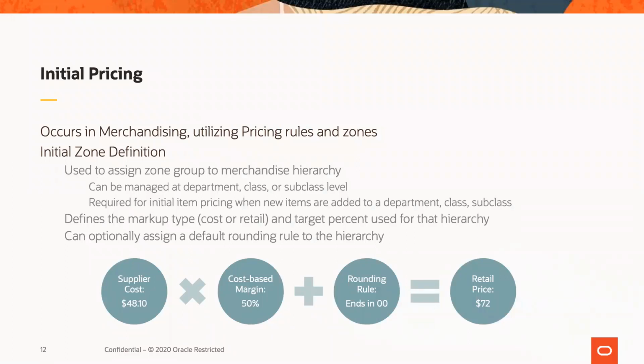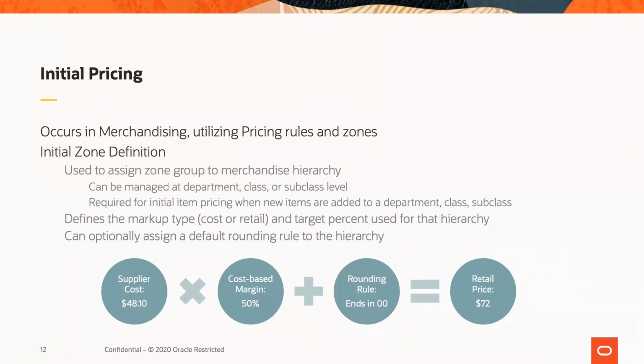Initial pricing is in merchandising, but it leverages a lot of the functionality within the pricing cloud service to help with that process. And one of the things besides the zone groups and the rounding rules is the initial zone group definition. This is similar to what RPM did as well.